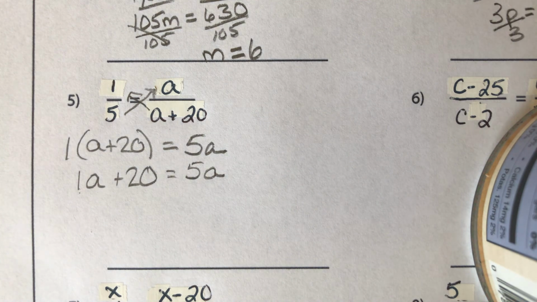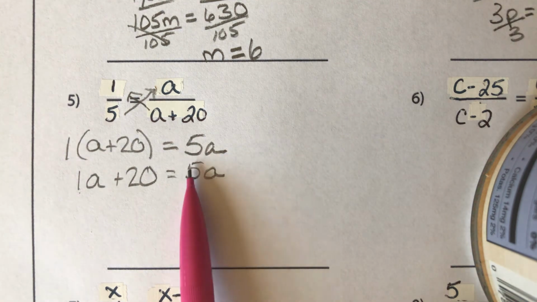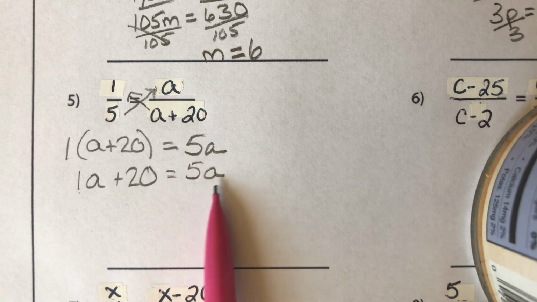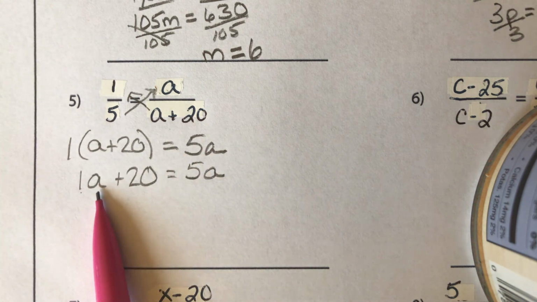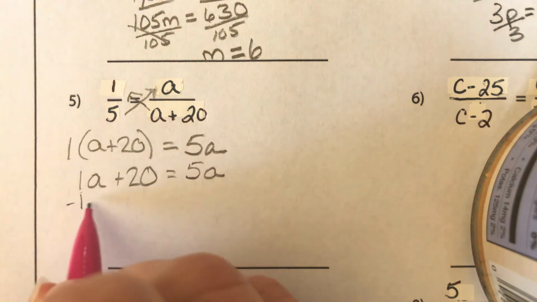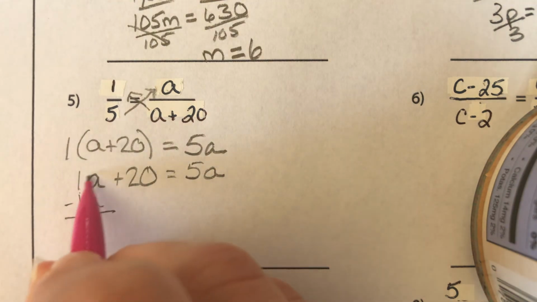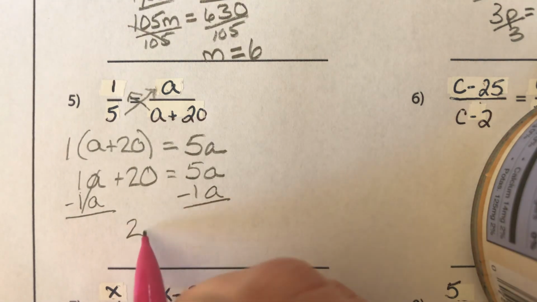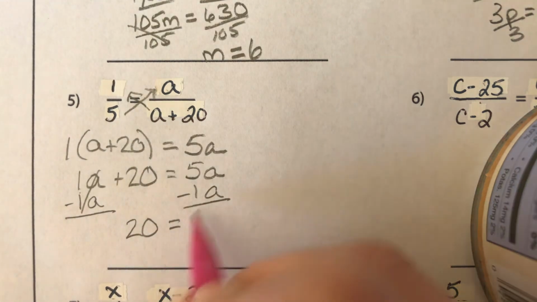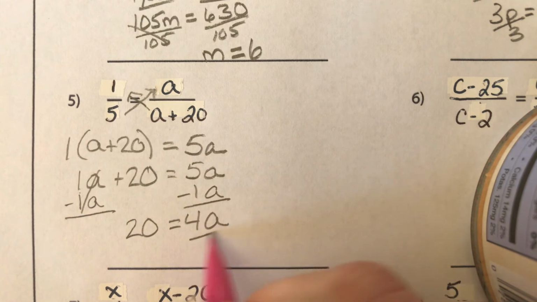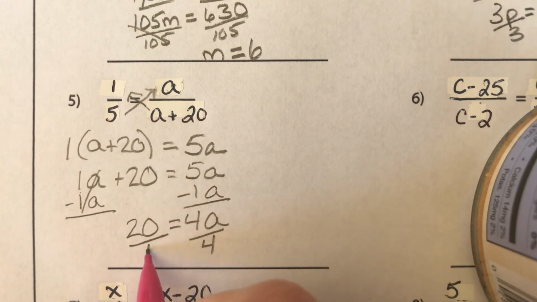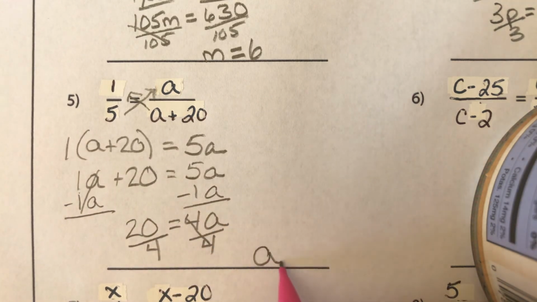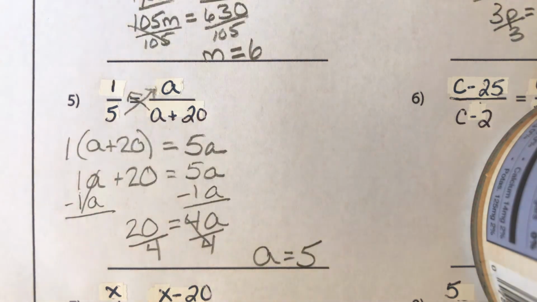Variables on both sides. Well, there's no other terms with this one, so we can't move this term. We have to move this. Luckily for us, this is also our smaller variable. Inverse operation, I subtract 1a from both sides. 20 is equal to 4a. Divide each side by 4. A is equal to 5.